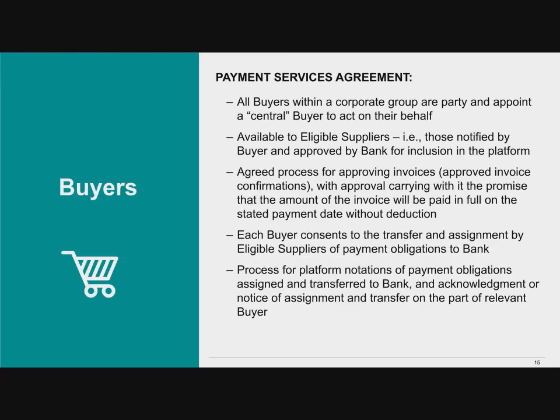The payment services agreement itself tends to cover all buyers within a corporate group, with a central buyer that acts on behalf of all of those buyers. The buyer and the bank will put together a list of what they consider to be eligible suppliers, which are often entities in jurisdictions that the bank is prepared to work in, particular sizes. Obviously, entities or suppliers that only supply $1,000 or $2,000 a year to a particular buyer are not really appropriate for a program like this.